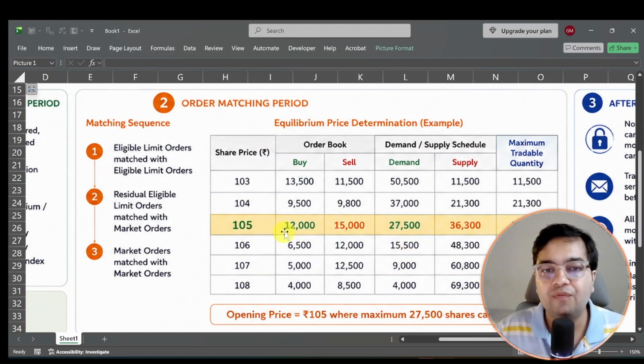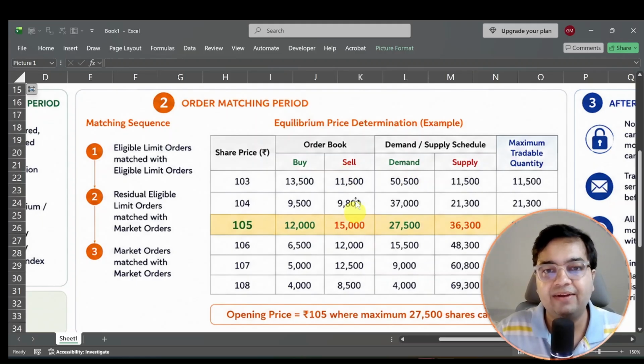And when we look at 105, we find this as 12,000, which is making 27,500, including 104 of 9,500, making it 37,000. And finally, at 103, the total demand in this situation is 50,500.